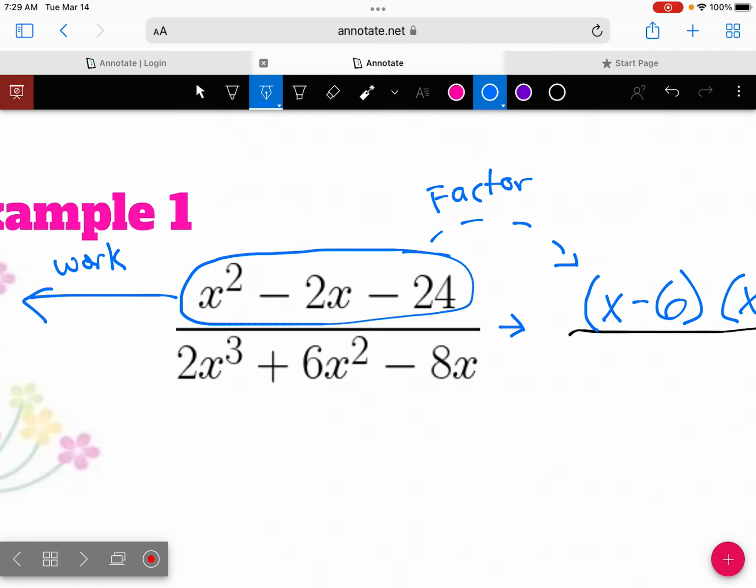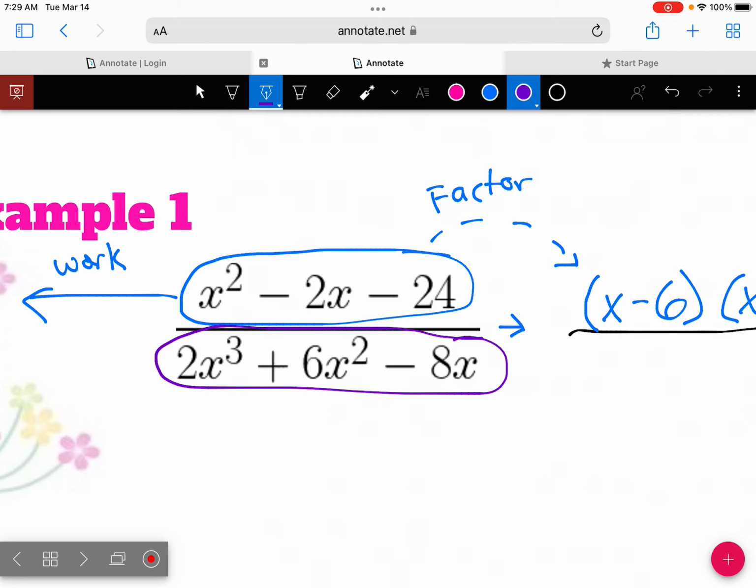We're going to do the same thing on the bottom. We're going to look at this bottom one and go, there's lots of things there. I see an x cubed. That's scary and gross. I'm sorry. I was not talking to you. She's so nosy. Goodness.